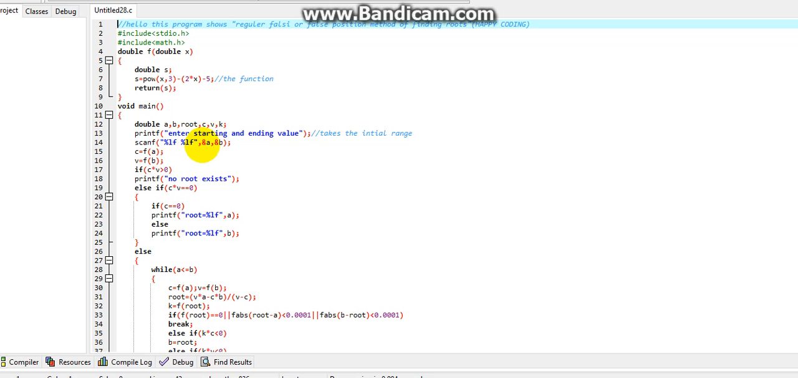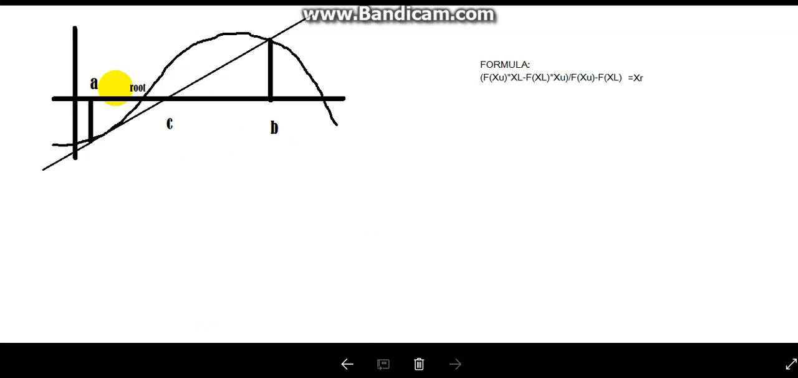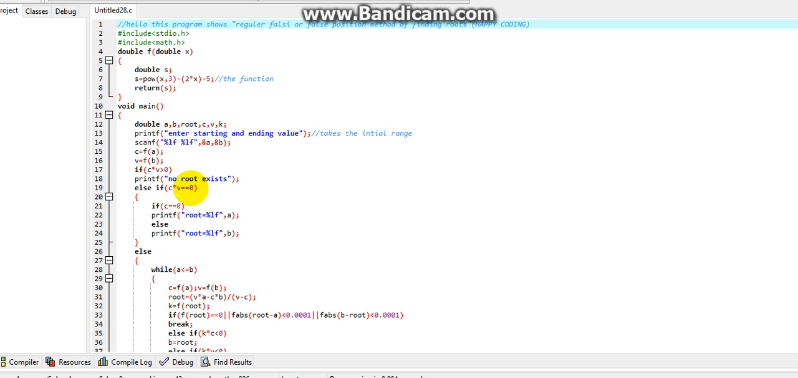So we first take the value of the starting and the ending point. We find c and v similar to the bisection method and check that if c times v is greater than 0, then no root exists. That condition I have described already. That is, if the b point lies here or the a point lies here, then if we multiply the functional values, it will be positive. So there is no chance of a root lying in that range. Now if either of them is 0, if c is 0, then a is the root. If v is 0, then b is the root.